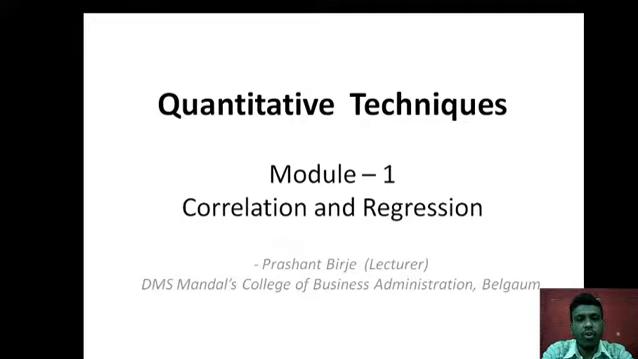To the first module of quantitative techniques, that is correlation and regression. So, what is correlation? Co means two, relation. So, if we split the word correlation, we get this. That is, if we are studying a relationship between two or more variables, then this study or this technique we are going to use is known as correlation.